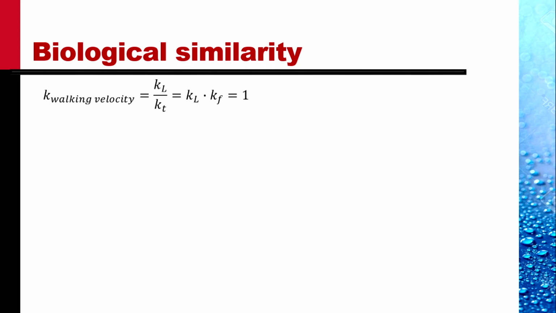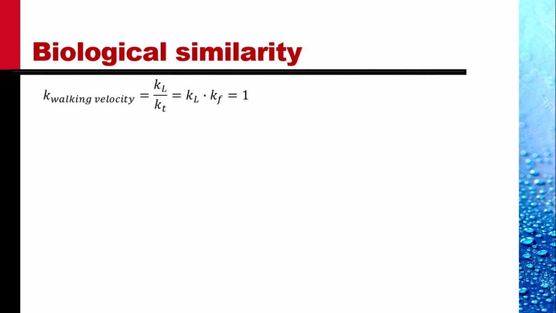Walking velocity. The scale factor of walking velocity would be the same as the scale factor of any other velocity, which would be KL by KT. And KL by KT would be KL into KF, where KF is the frequency and KT is 1 over KF. And we have seen just now that KF is like 1 over KL. So K for walking velocity is 1.